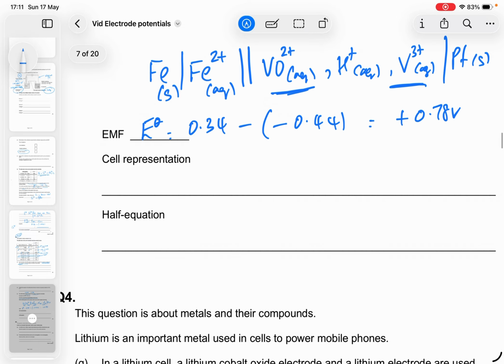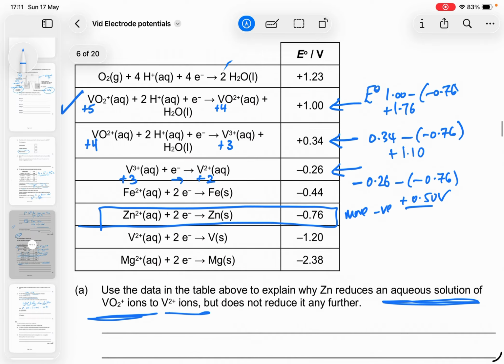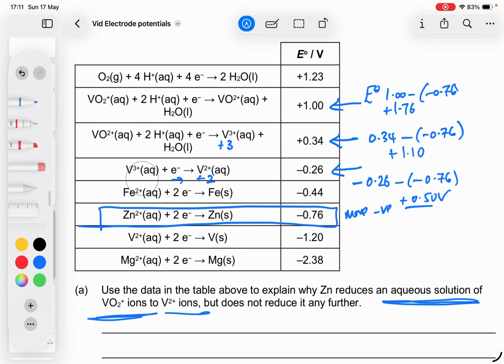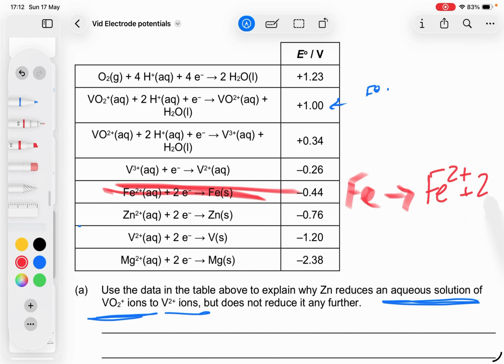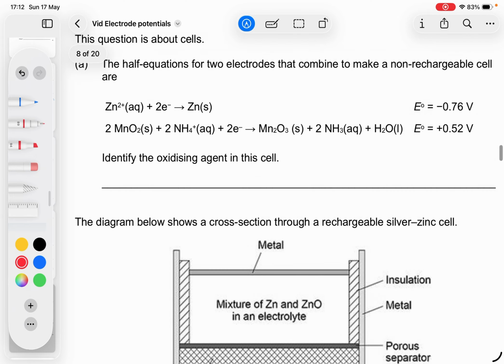electrode. And then the half equation for the reaction that occurs at the negative electrode, well, iron is more negative. So let me just show you. Iron is more negative in this half cell. So that's the reaction we will reverse, and that gets you Fe 2 plus and 2 electrons. And that really is the topic. And people find this topic quite challenging.